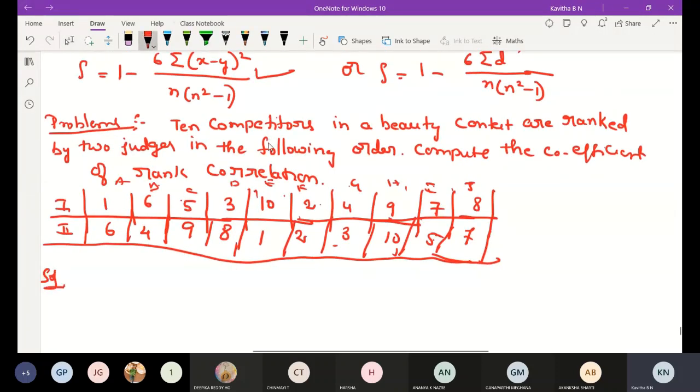Solution: rho is equal to 1 minus 6 into summation of d square divided by n into n square minus 1. Okay, am I audible now? Yes, ma'am. Then write the question. Then we need to find the summation of d square.